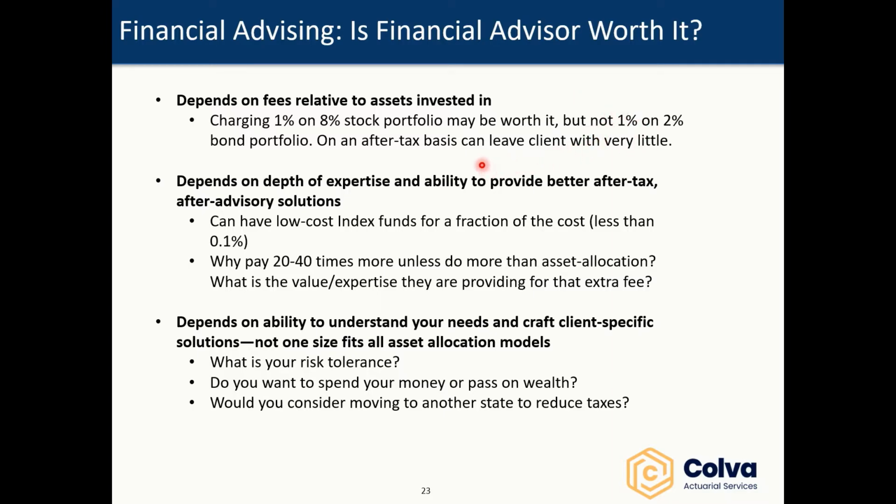So these are things to talk to your financial advisor about, and a savvy one should be able to address this. Like, why should I give you my bond portfolio if you're essentially getting 50% of the gains and I have to pay taxes? Why? The next thing to think about is that it depends on the depth of their expertise and ability to provide better after-tax, after-advisory-fee solutions, right?